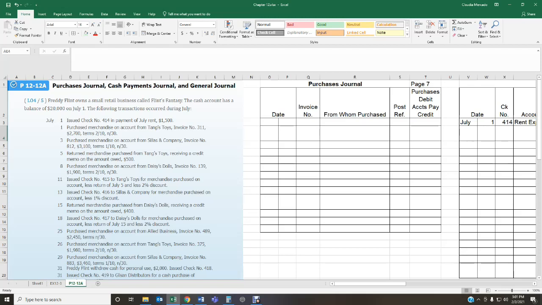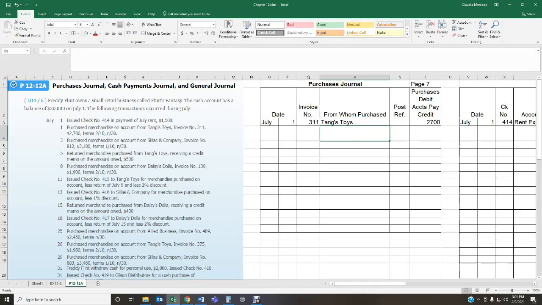So, we purchased on account. So, what are we doing here? We are purchasing stuff. And if we are purchasing stuff, we have a purchases journal. So, when did this transaction happen? This happened on July the 1st. My invoice number is 311, that is given to us in the problem. From whom are we purchasing this? We're purchasing it from Tang's Toys. And how much is the amount of my purchase? $2,700. That happened on the 1st.